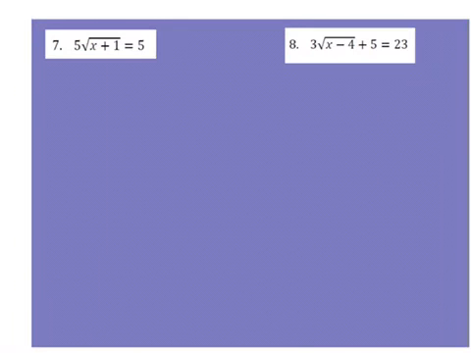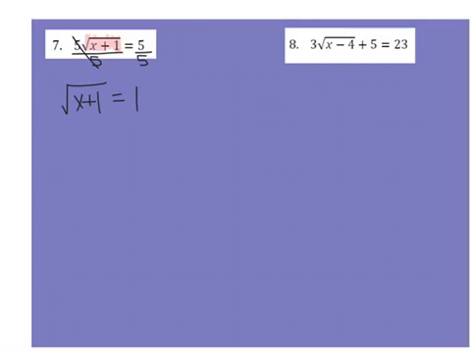So number 7 here, same steps. We're going to isolate our radical. So I'm going to highlight the radical. That's what I'm trying to get alone. So the thing that's not highlighted, I need to get rid of. I need to get rid of the 5, and it's being multiplied, so I'm going to divide. So I'm going to have the square root of x plus 1 is going to equal 1.